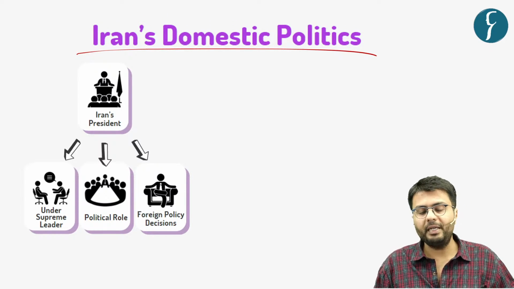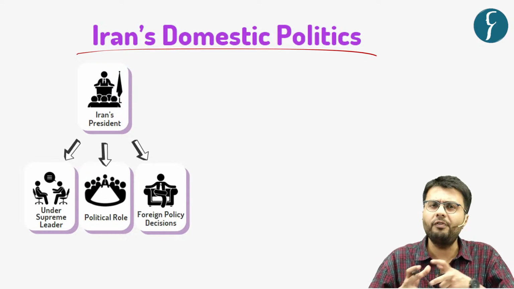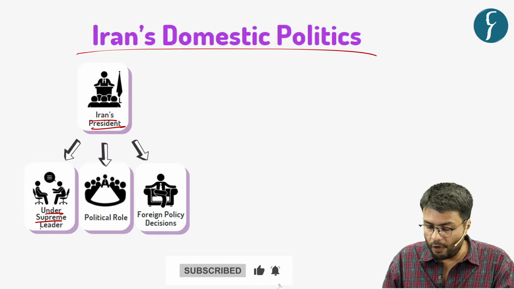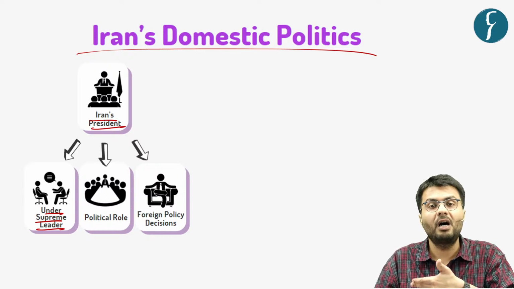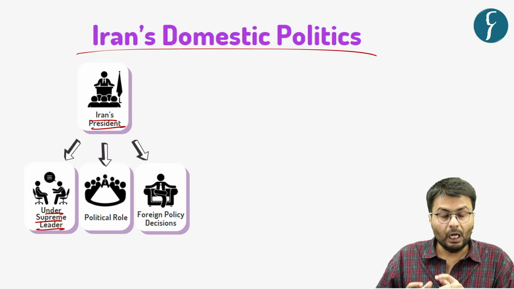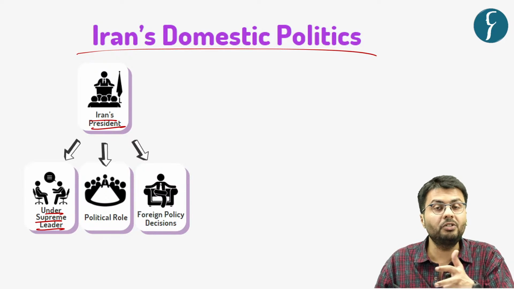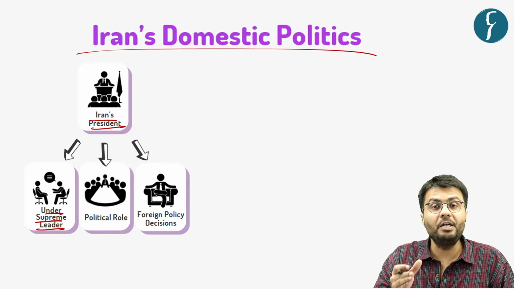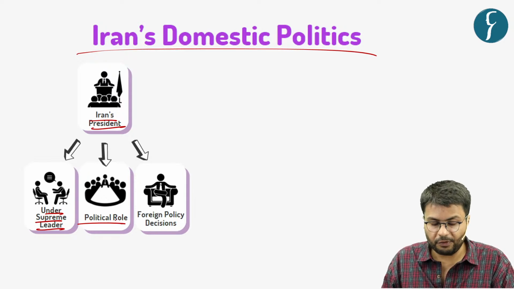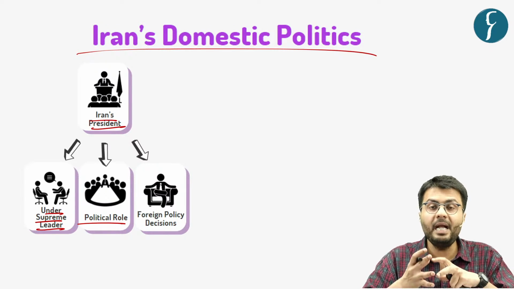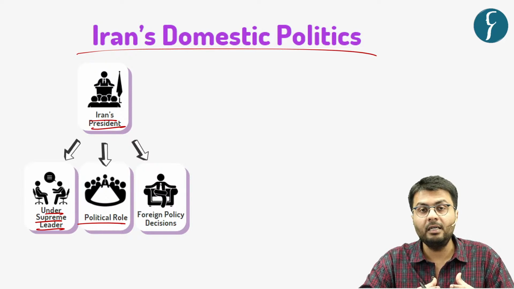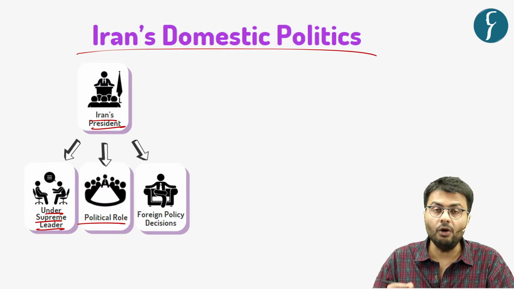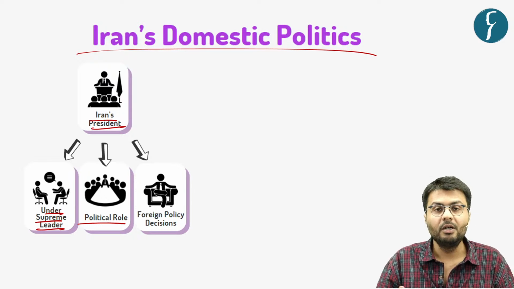Now, the position of president in Iran is different from that of India, because the Iranian president functions under the supreme authority of the supreme leader of Iran, who currently is Ayatollah Ali Khamenei. Although the Iranian president functions under the supreme leader, he plays a significant role in the country's day-to-day politics. For example, as far as his political role is concerned, he mediates between the country's legislature on one hand and the country's executive on the other.